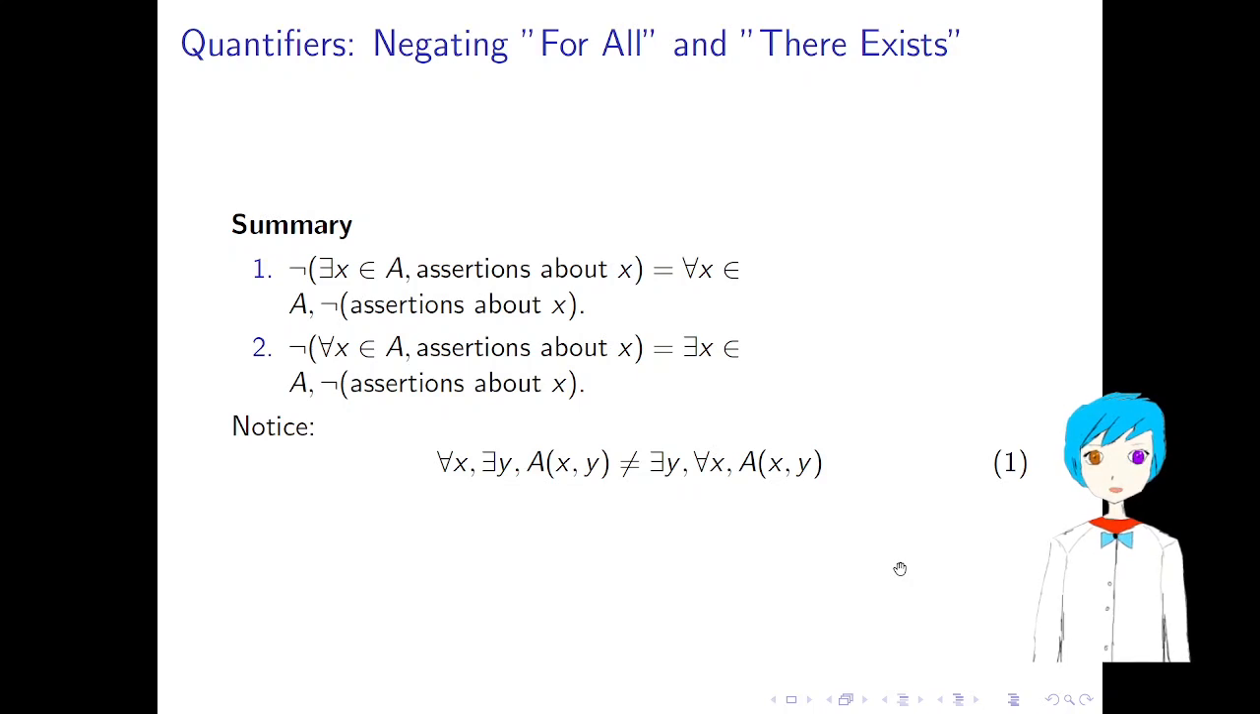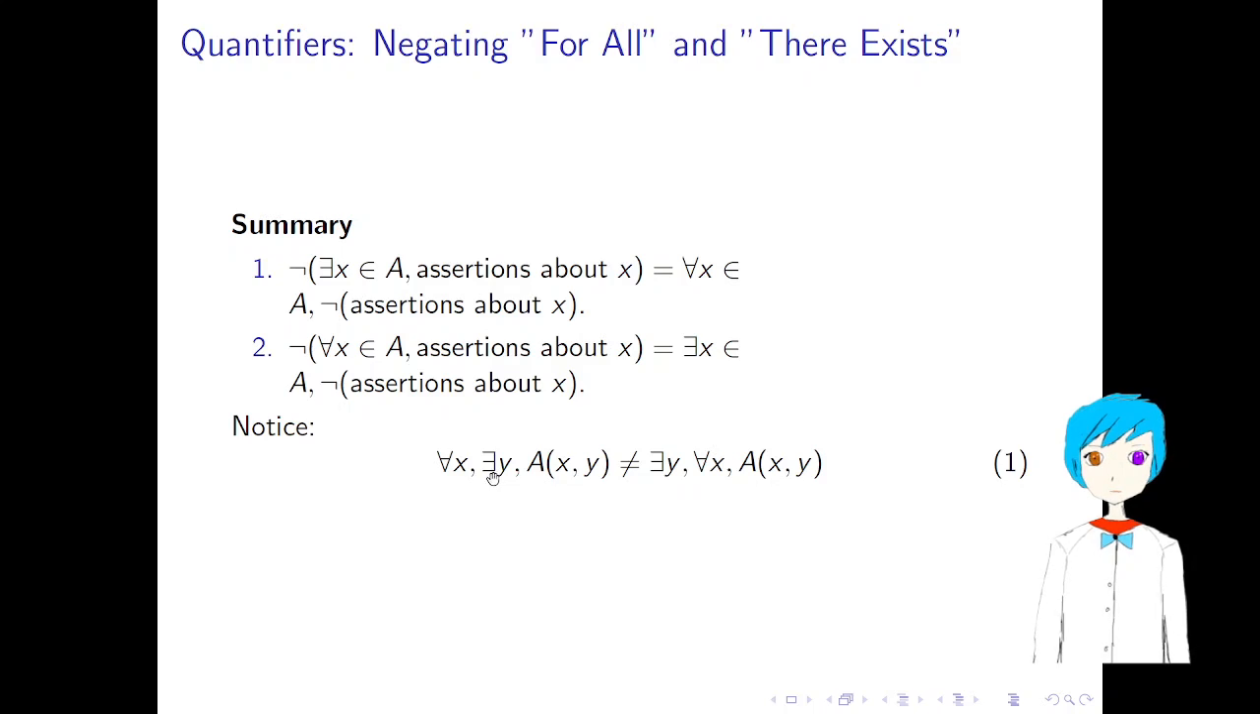Another thing is to negate for all and there exists statements. So the summary is: the negation of there exists x in A such that an assertion about x is for all x in A, the assertion is not true. So we can put the negation sign inside the statement and change the existence symbol to the universal symbol. So the negation of for all x in A, assertion about x is there exists some x in A such that the assertion is not true.